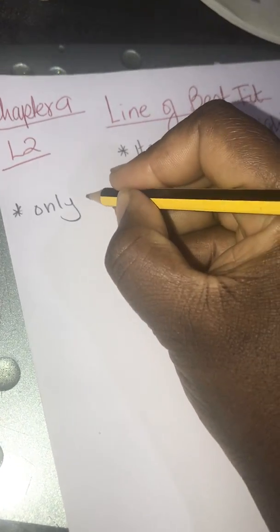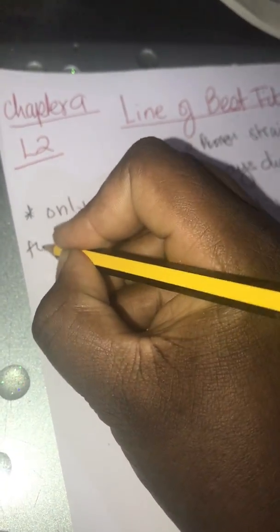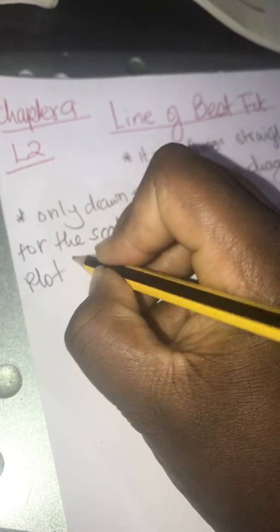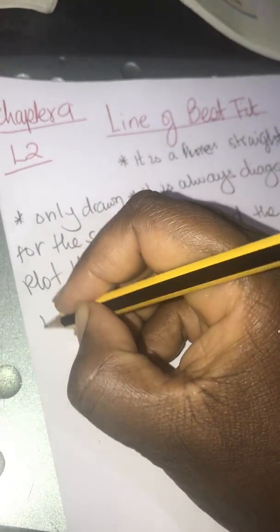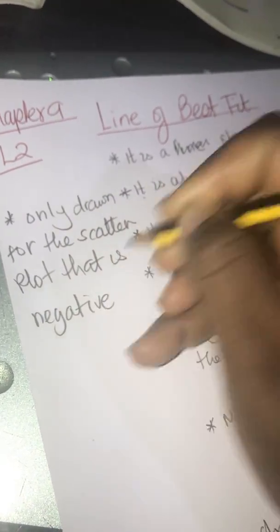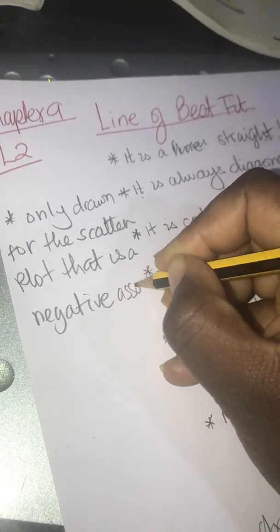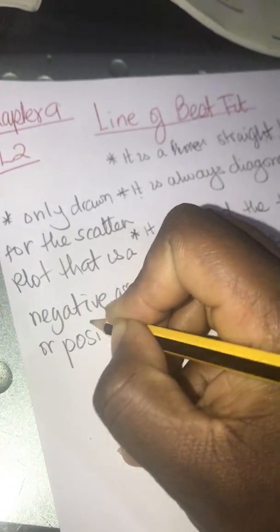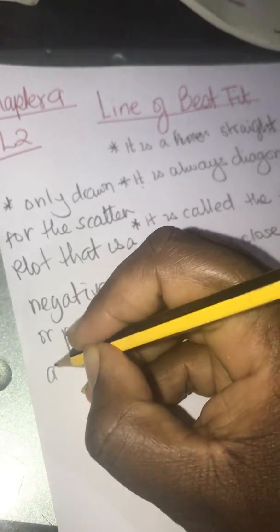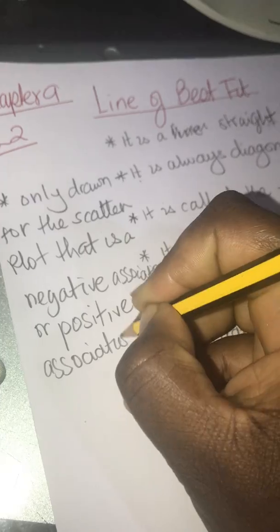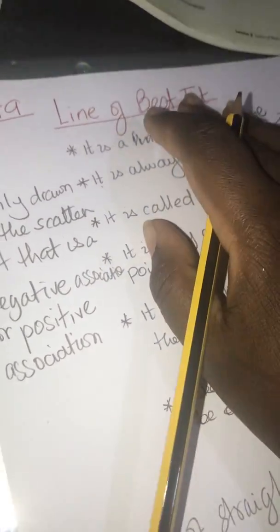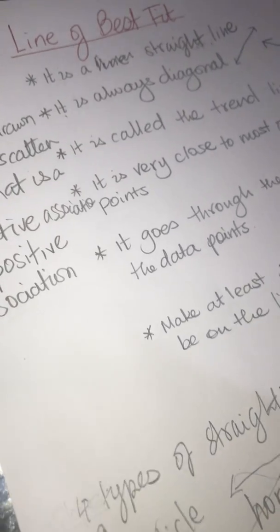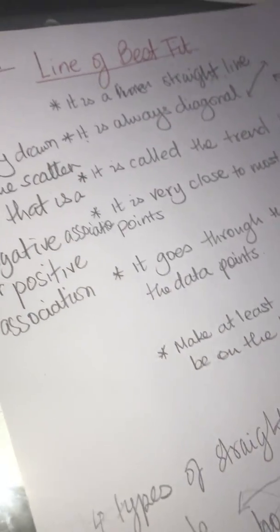It is only drawn for the scatter plot that is negative. That is a negative association. Or a positive association. That is the only time you will draw a line of best fit. Okay? You never draw it for no correlation. If there is no relationship, why are you drawing the line? You only draw a line when there is a positive association or a negative association.